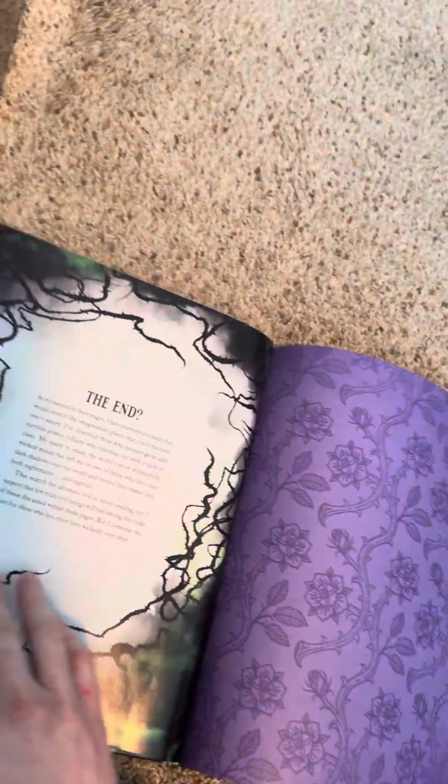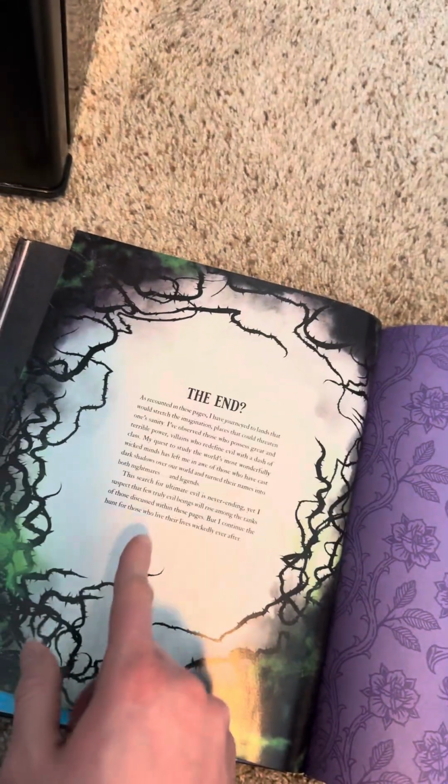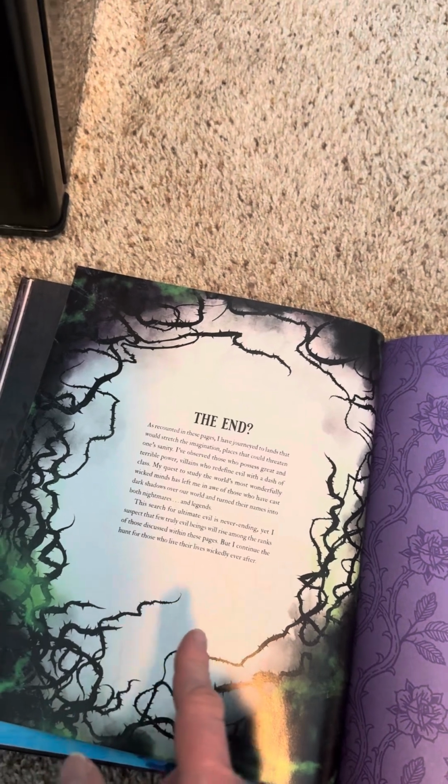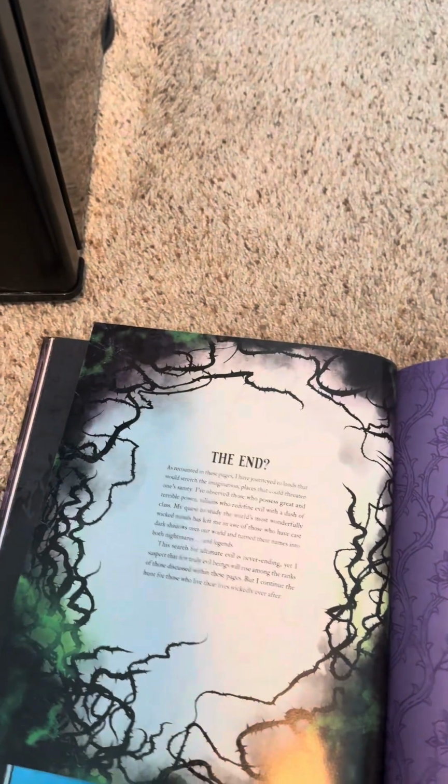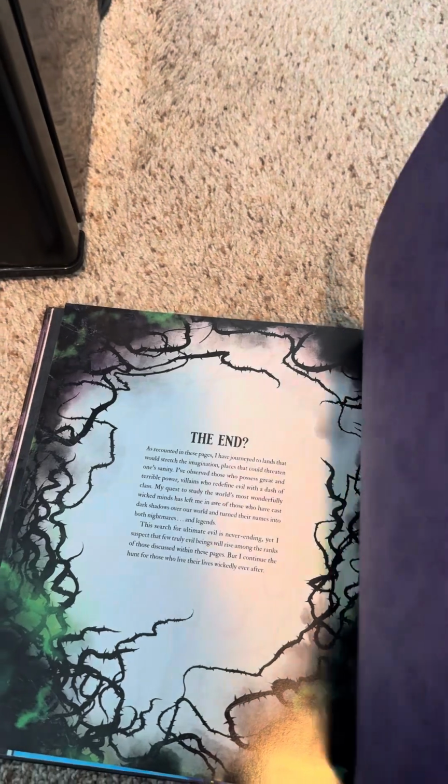One more page. This is the end. Hope you enjoyed the songs. It tells you about this right here, ending right here. So, anyway, that's the end of the book.